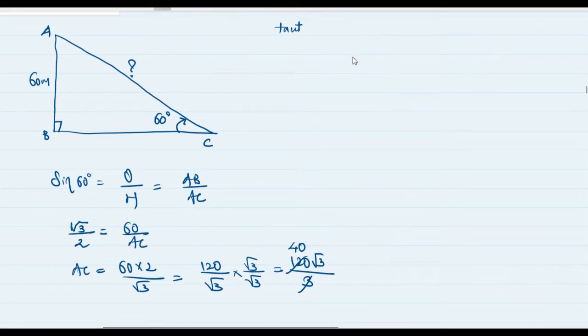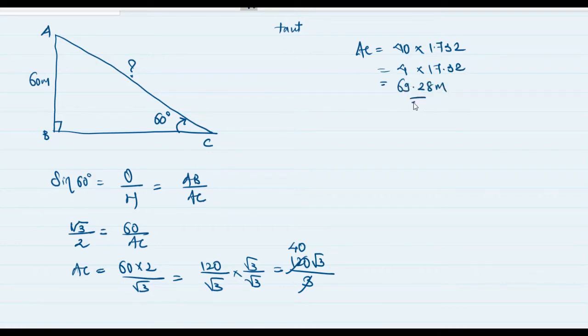Okay, so AC is 40 times root 3, which is 1.732. So you can write it as 4 times 17.32. Let's check the answer. 4 times 17.32 is 69.28.